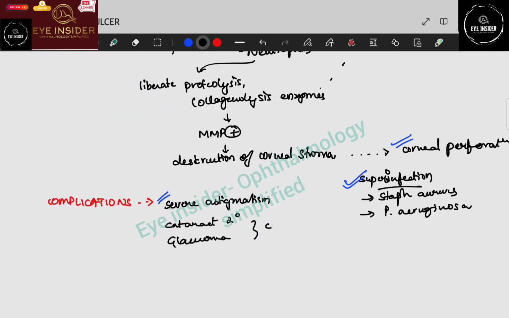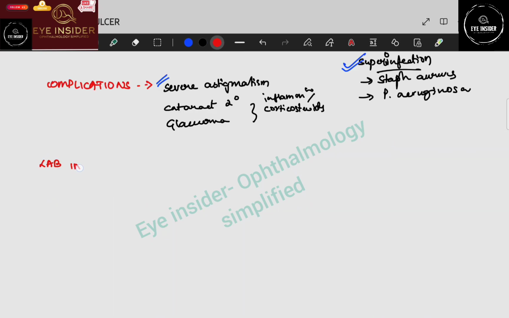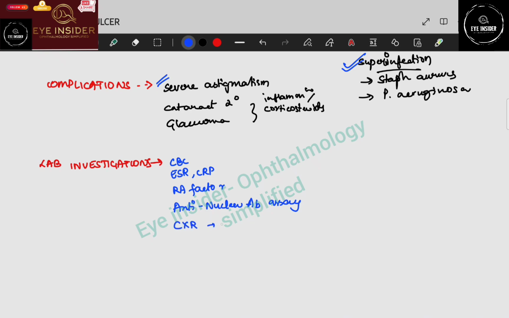Now coming to the lab investigations. We have to rule out systemic pathology in these cases with the help of CBC, ESR, CRP, and RA factor, which is positive in rheumatoid patients, antinuclear antibody assays for various other collagen diseases, and chest X-ray for sarcoidosis, tuberculosis, and Wegener's granulomatosis.